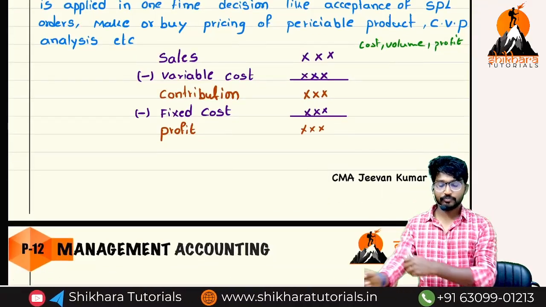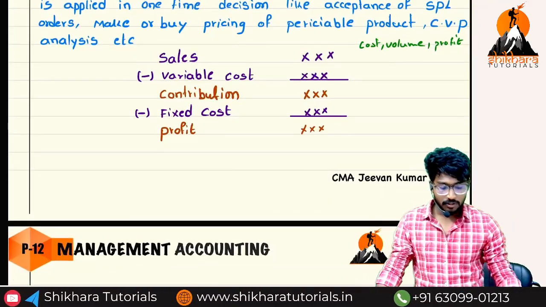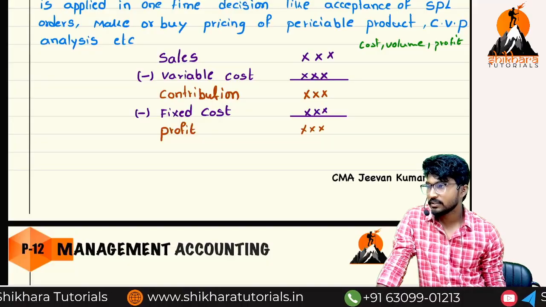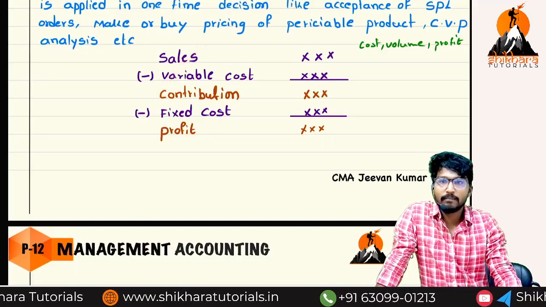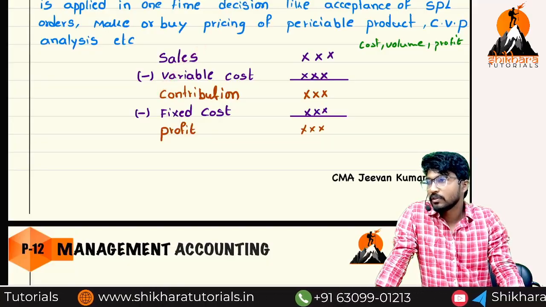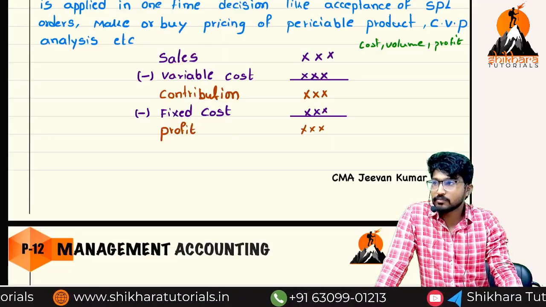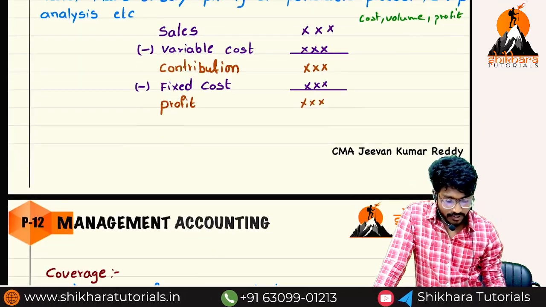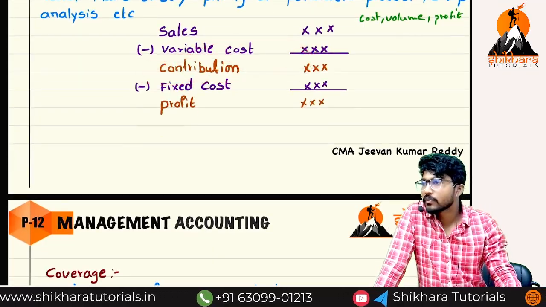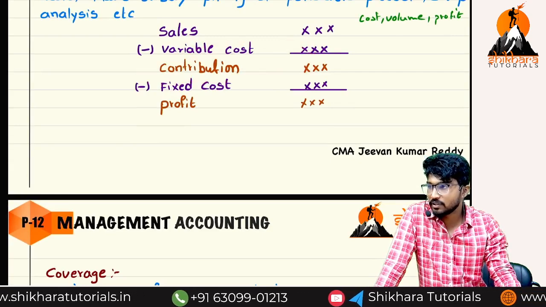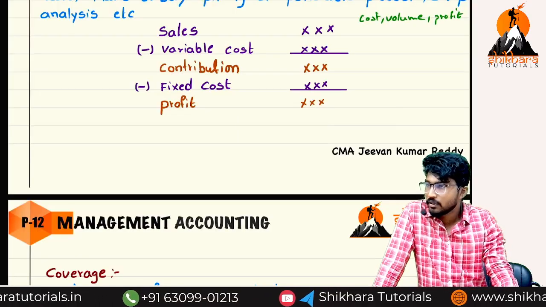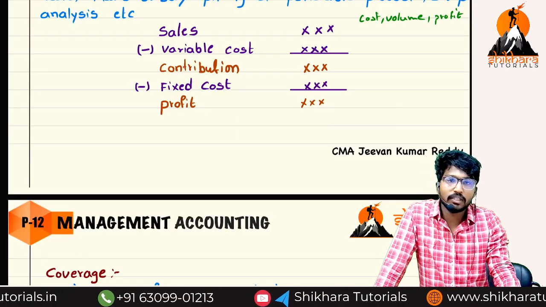Next, the statement under marginal costing. First, sales. If you minus variable cost from sales, you will get contribution. After getting the contribution, if you minus fixed cost, you will get profit. Contribution consists of two elements. One is fixed cost, another one is profit.